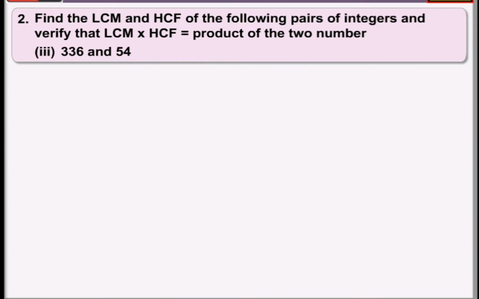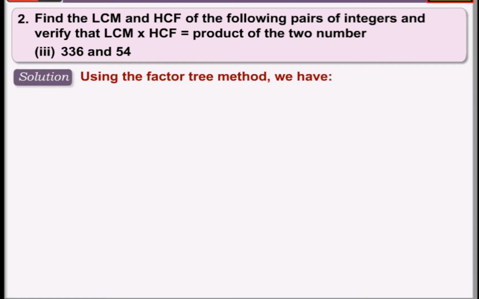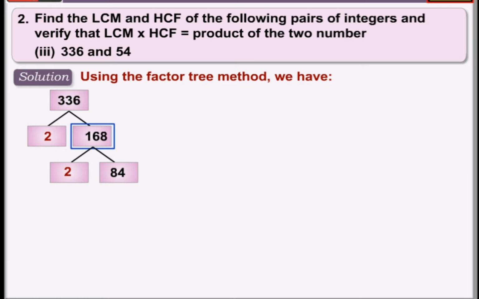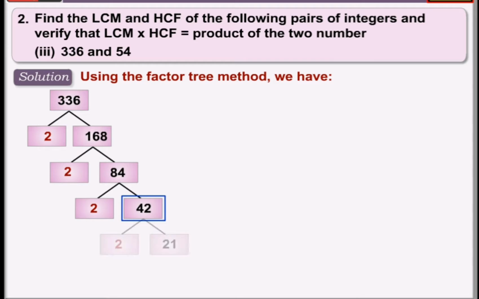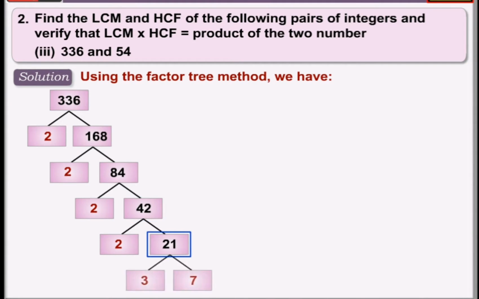Number 3, 336 and 54. Solution. Using factor tree method, we have factors of 336 are 2 and 168. Further, factors of 168 are 2 and 84. Factors of 84 are 2 and 42. Factors of 42 are 2 and 21. And last, factors of 21 are 3 and 7.